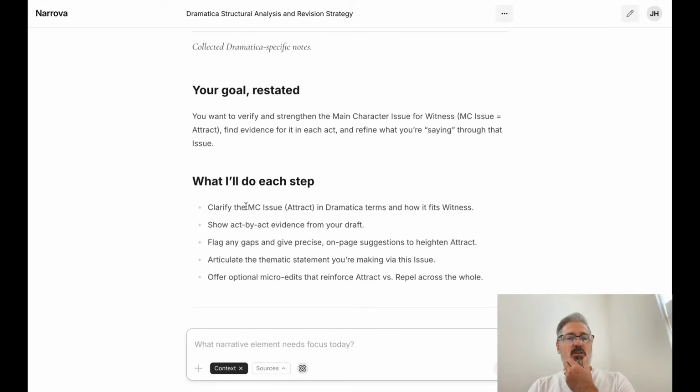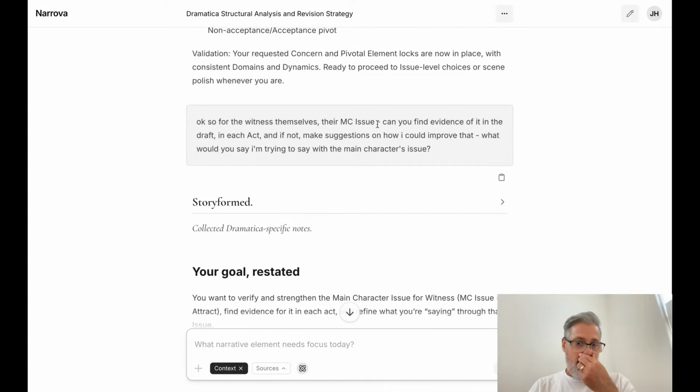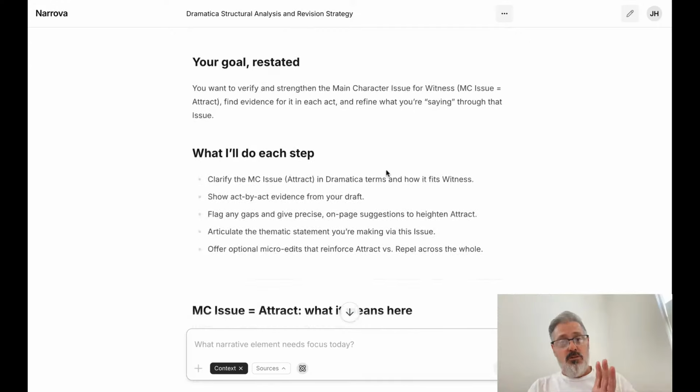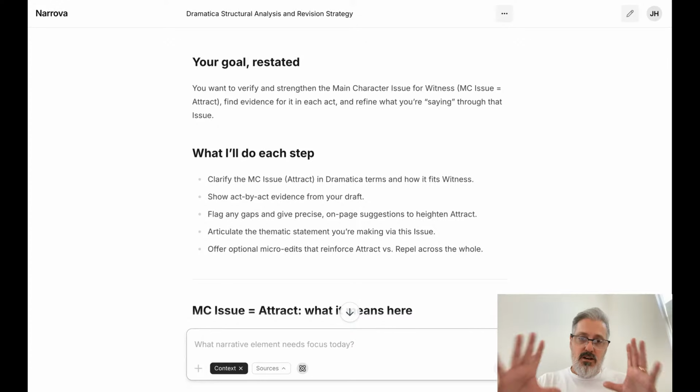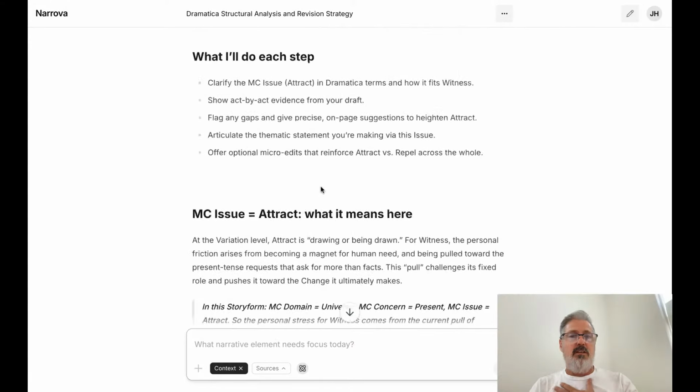All right. So what I'll do, I'll clarify the main issue attract. Now, the reason why I specifically didn't put attract in there, I just put issue, is because I wanted to show you it knows the story form. When you have this little atom symbol here, now the conversation is in the context of that story form. So it's always going to think that the main character issue is attract. So I will clarify the main issue in Dramatica terms and how it fits in witness, show act by act evidence from your draft, flag any gaps and give precise on-page suggestions to heighten the attract, articulate the thematic statement you're making via this issue, and offer optional micro edits that enforce the attract versus repel.